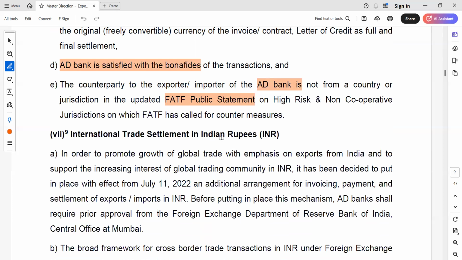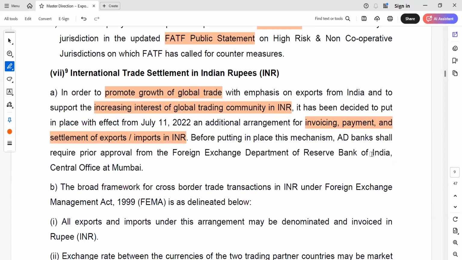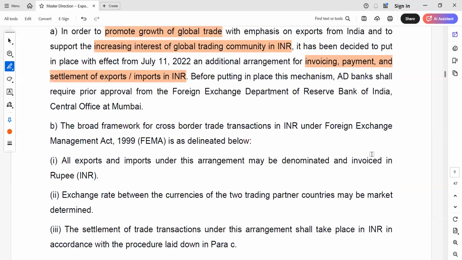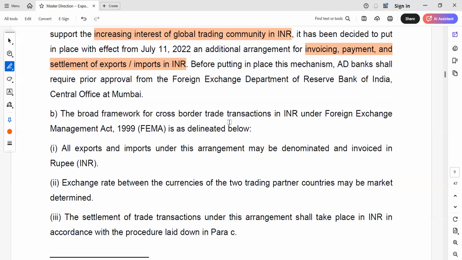International trade settlement in rupee. So settlement of trade can also be done in rupee. To promote the growth of global trade, export from India and to support increasing interest of global trading community in INR, it has been decided to put in place with effect from 11th July 2022 that invoicing, payment and settlement can be done in rupee for import and export. So these are the broad framework for cross-border trade transaction in INR. All export and import under this arrangement may be denominated and invoiced in INR.